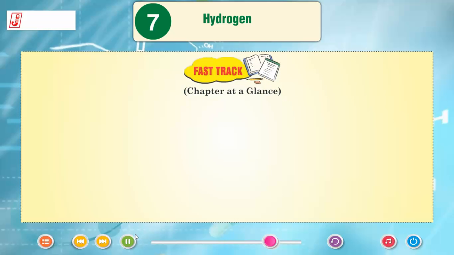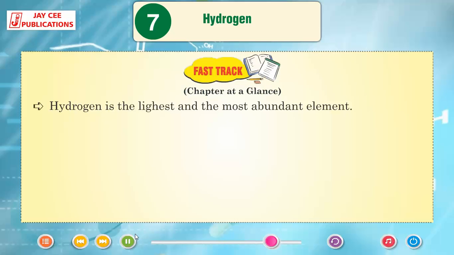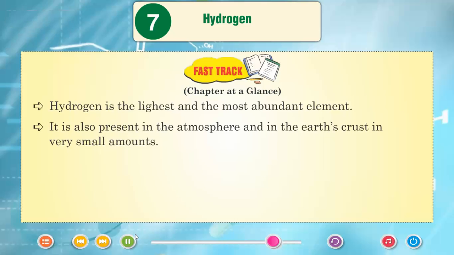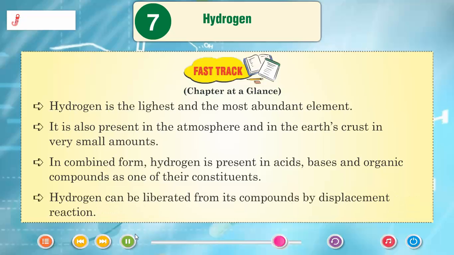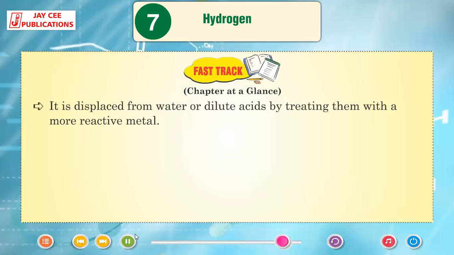Fast track, chapter at a glance. Hydrogen is the lightest and the most abundant element. It is also present in the atmosphere and in the Earth's crust in very small amounts. In combined form, hydrogen is present in acids, bases and organic compounds as one of their constituents. Hydrogen can be liberated from its compounds by displacement reaction. It is displaced from water or dilute acids by treating them with a more reactive metal.